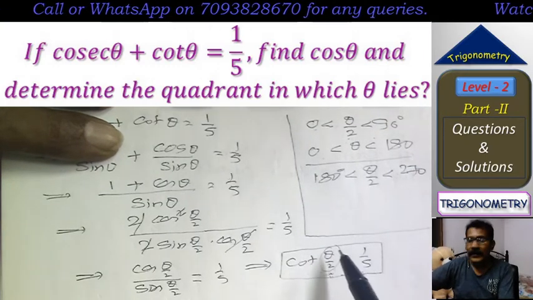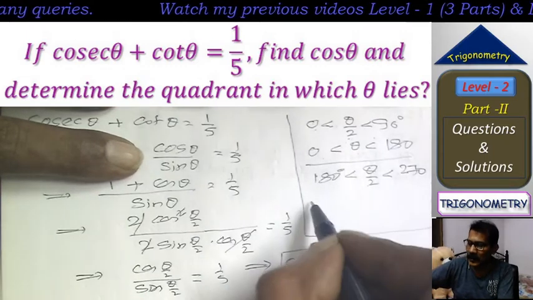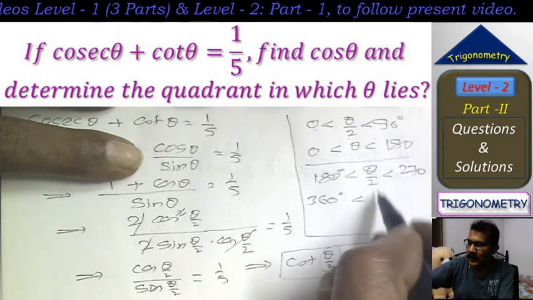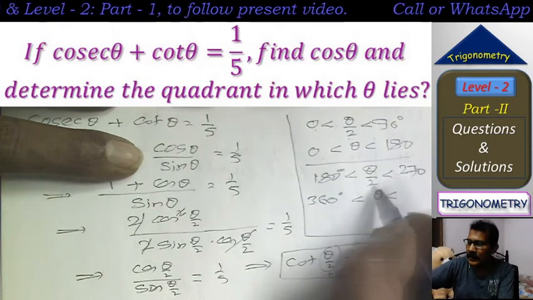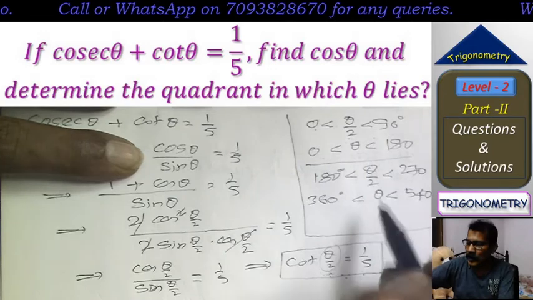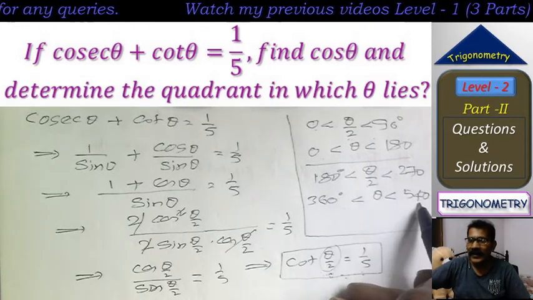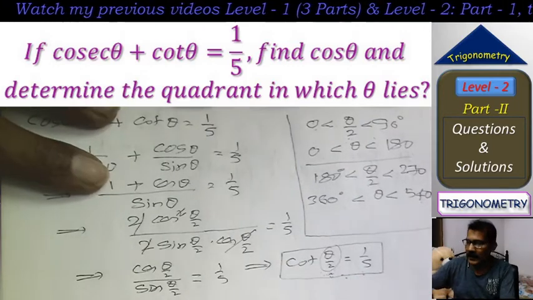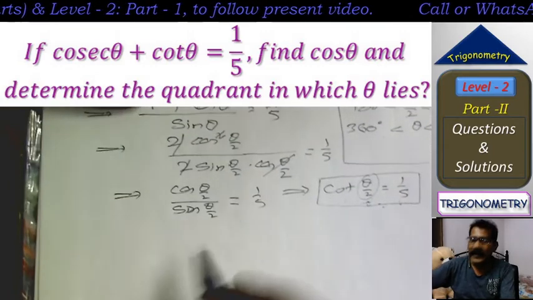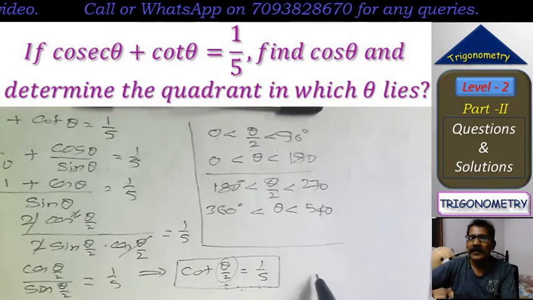But here we need the theta location. That's why again I multiply this inequality by 2. 2 into 180 will be 360 degrees, less than theta by 2 into 2 is theta, less than 2 into 270 is 540. Here two possibilities we got. But if you observe this 360 to 540, if I take the coordinate axis and we discuss these two possibilities.